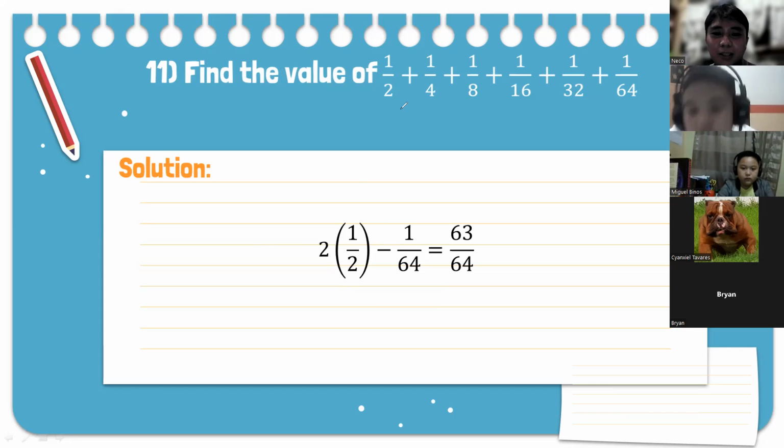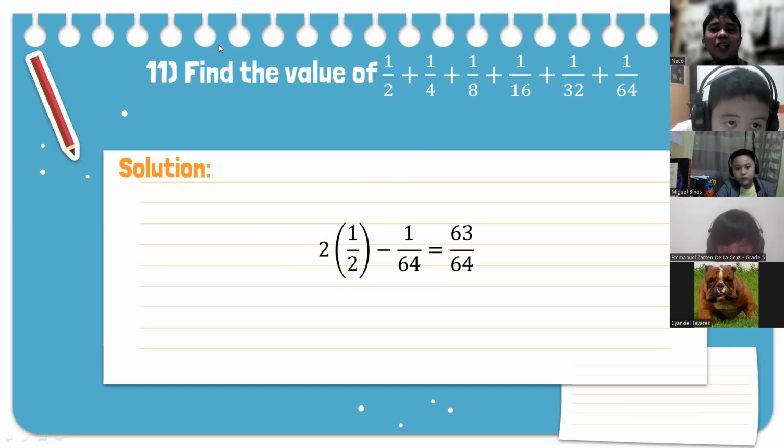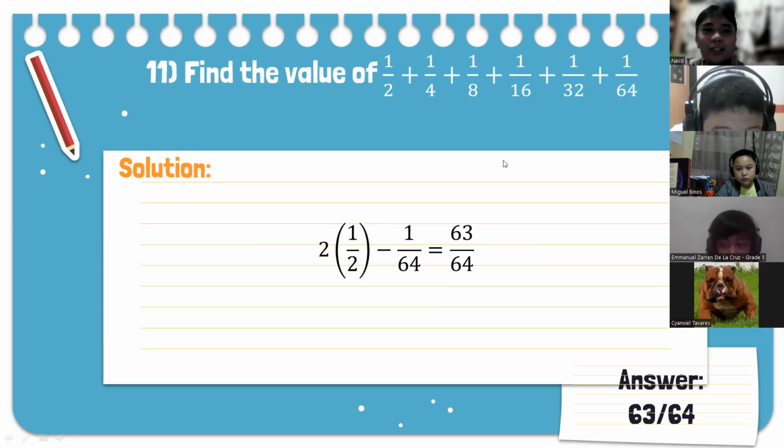What was the multiplier again? It's 2, right? You're multiplying by 2. That's why we have a 2 here. So you get the biggest term, multiply that by the multiplier, and subtract the smallest term. That's it. So you can do this in any, what do you call this one? Geometric progression. Yeah. That's it. 63/64. Questions?